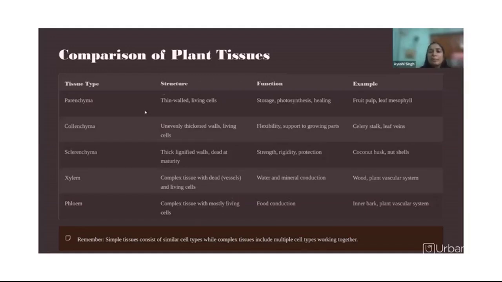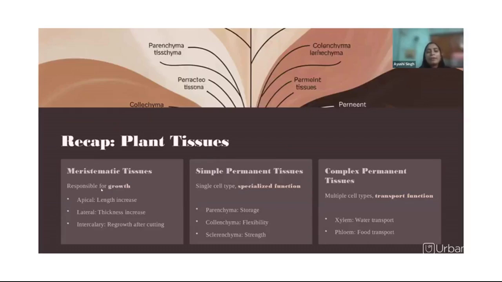Okay, so this is a comparison chart. Maybe you can compare here and remember the different structures. You can take a screenshot of it, and this we will discuss in depth in a regular class. Right. So we have talked about meristematic tissue, simple permanent tissue, and complex permanent tissue. Under meristematic tissue, apical, lateral, intercalary. We know that parenchyma is for storage, collenchyma is for flexibility, and sclerenchyma is to provide strength and protect the different soft tissues inside the plant. And complex permanent tissue is for conduction purposes only.